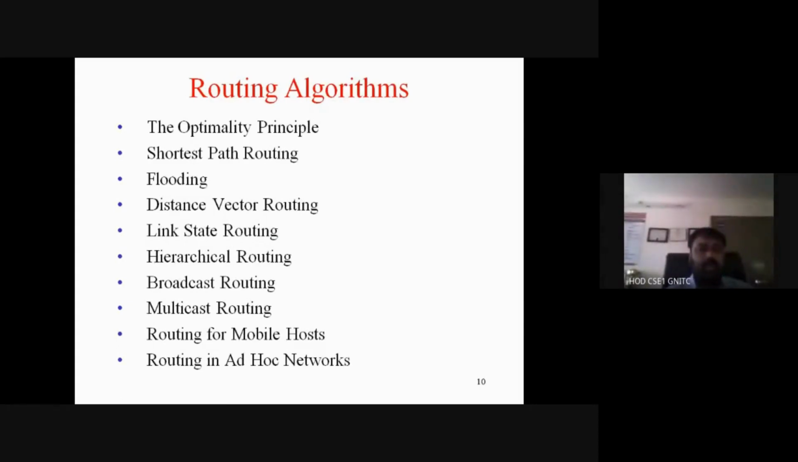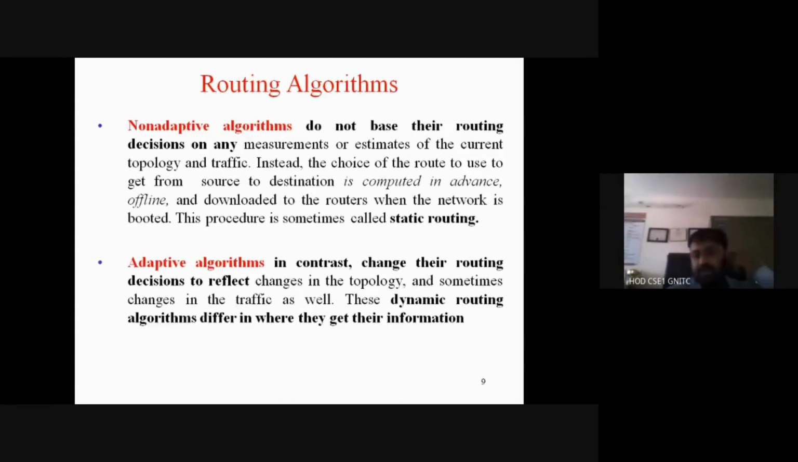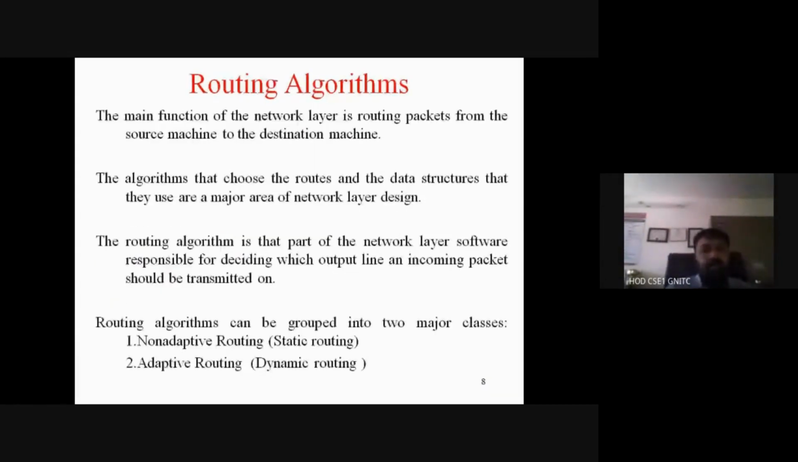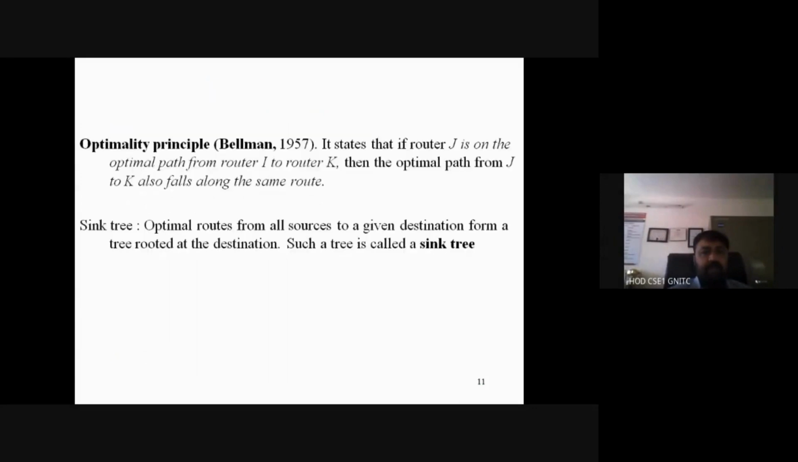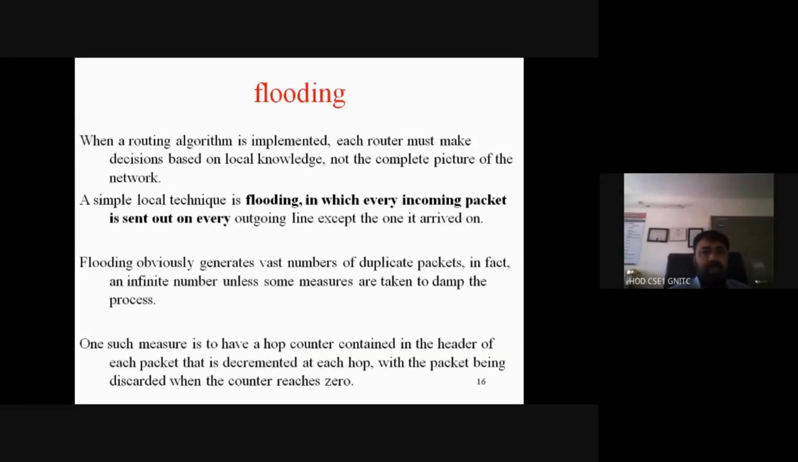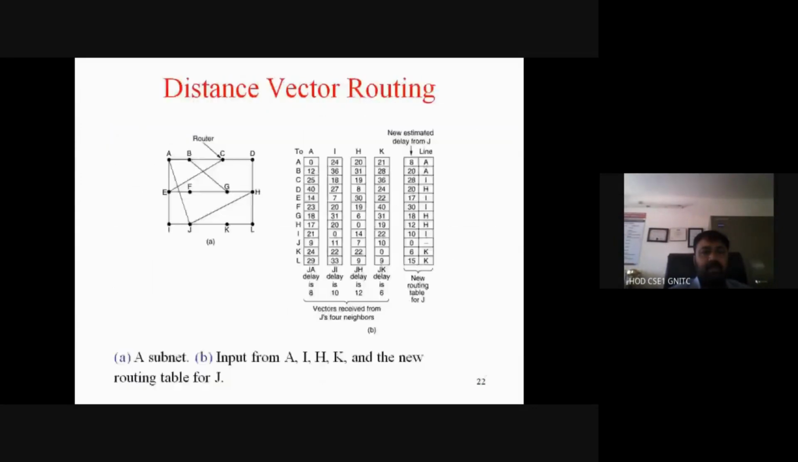We have categorized routing algorithms into two categories: non-adaptive and adaptive routing algorithms. And we have seen the different routing algorithms like shortest path routing, distance vector routing, link state routing, hierarchical routing, broadcast routing, multicast routing. These are the routing algorithms we have seen as a part of your syllabus. Now we will concentrate on the topic called congestion control.